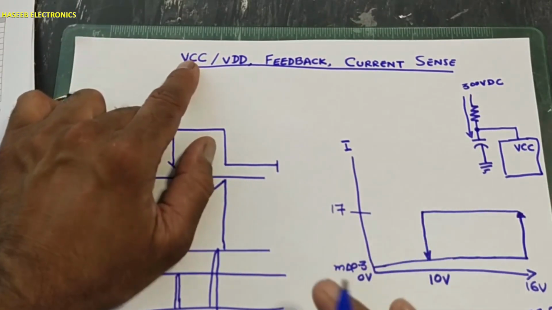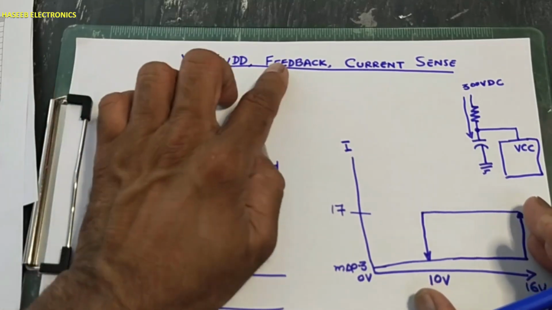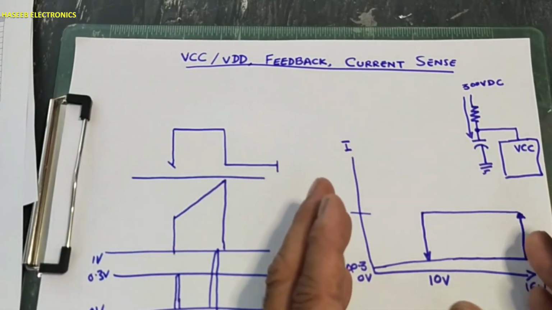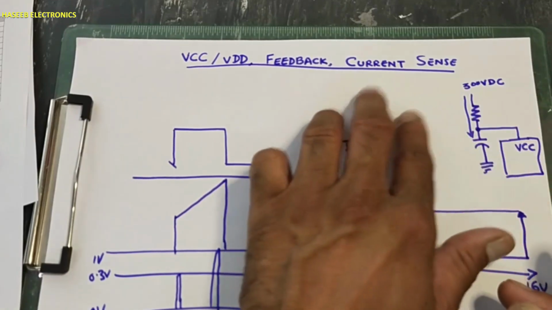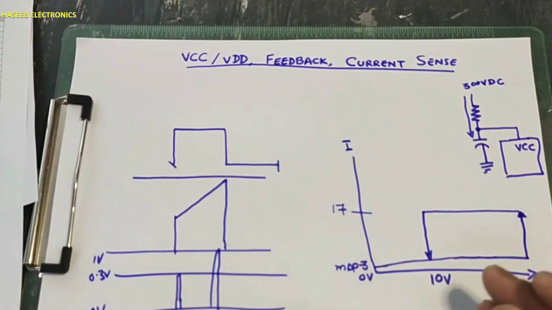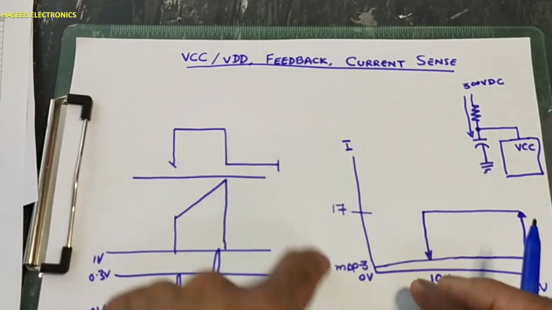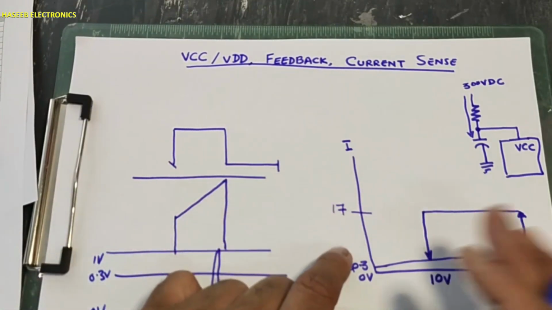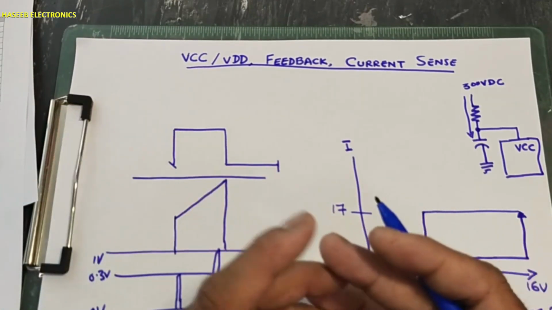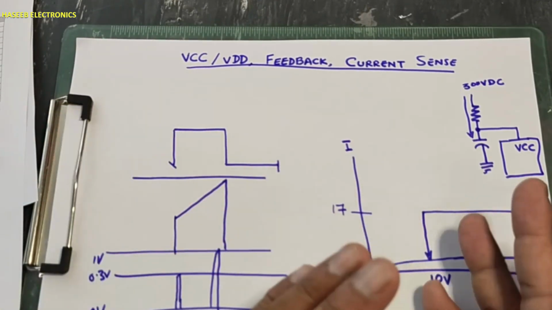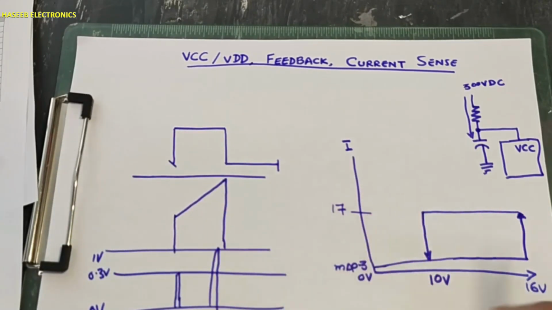VCC, the first startup, then working voltage. Feedback will signal the circuit that the required voltage is maintained in the output. The current sense signal will signal that the circuit is reaching the maximum allowed input current on the primary side. So these parameters will work together. If any parameter is out of limit, this IC will not work properly.